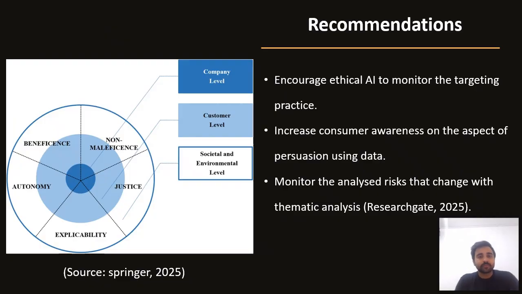recommendation. In recommendation, you see company level, customer level, and societal and environmental level. We put non-maleficence here, justice, accessibility, autonomy, and beneficence.